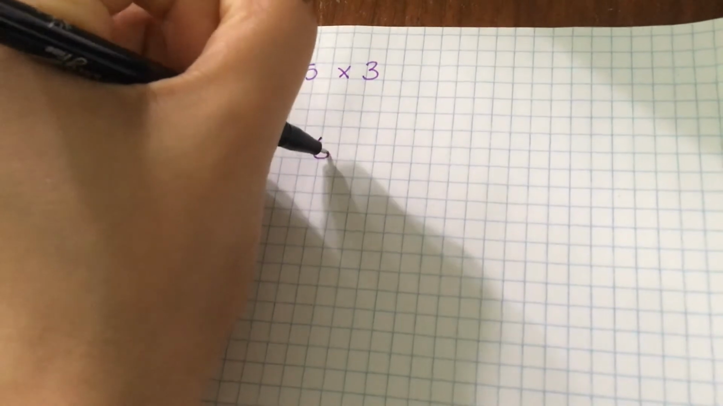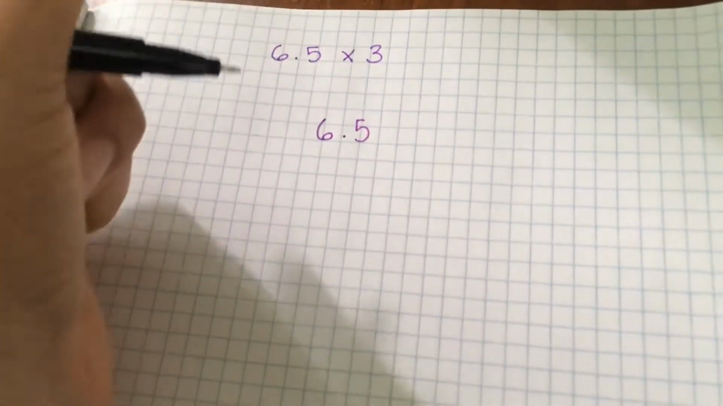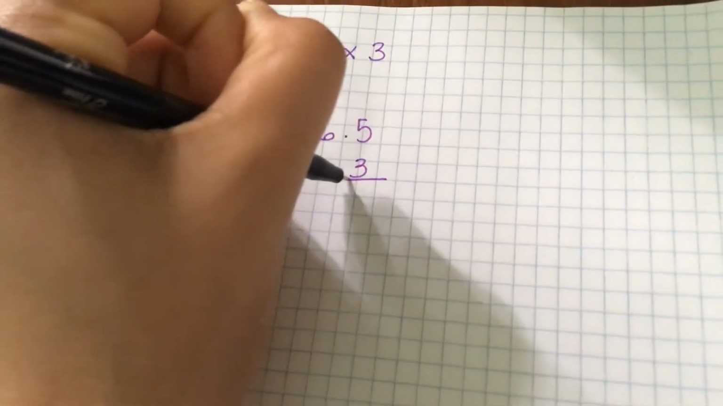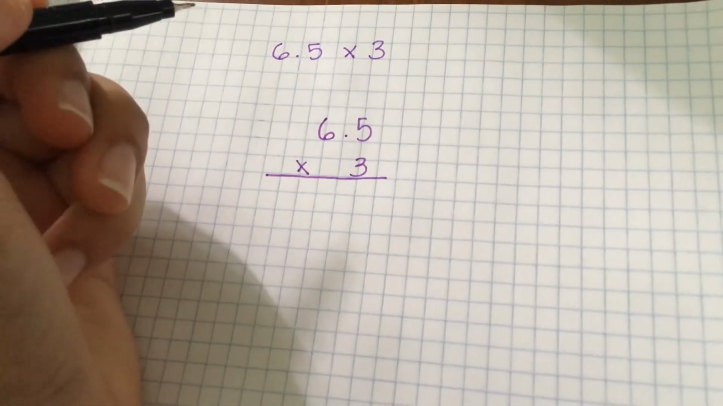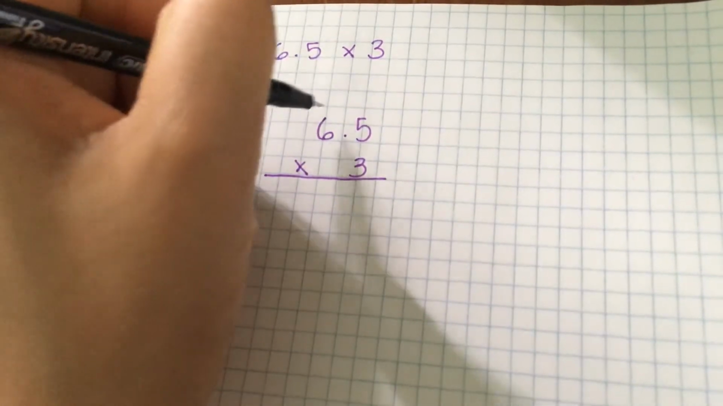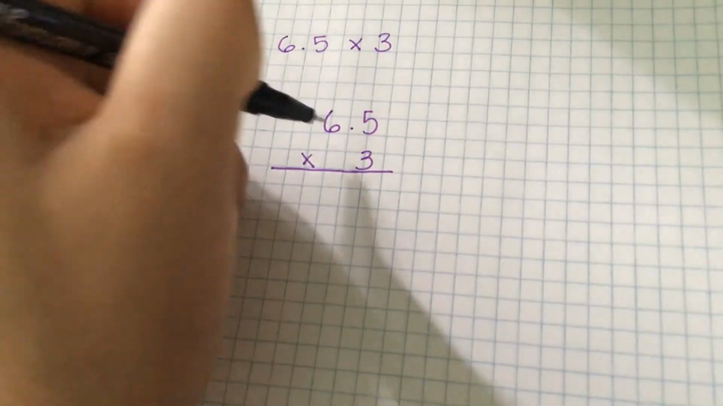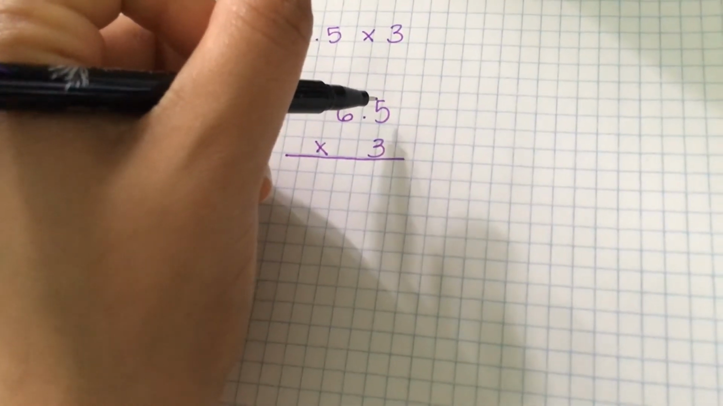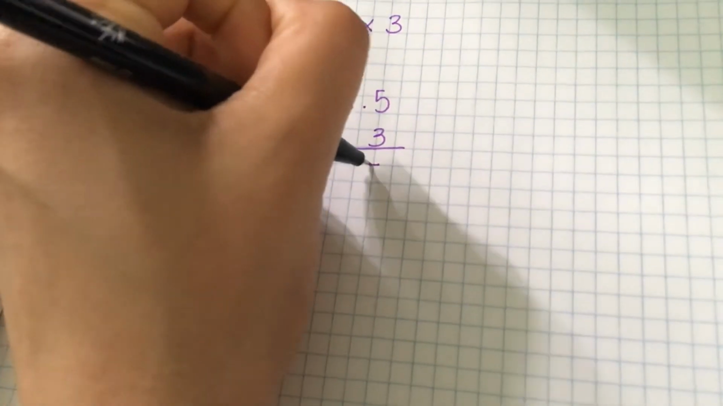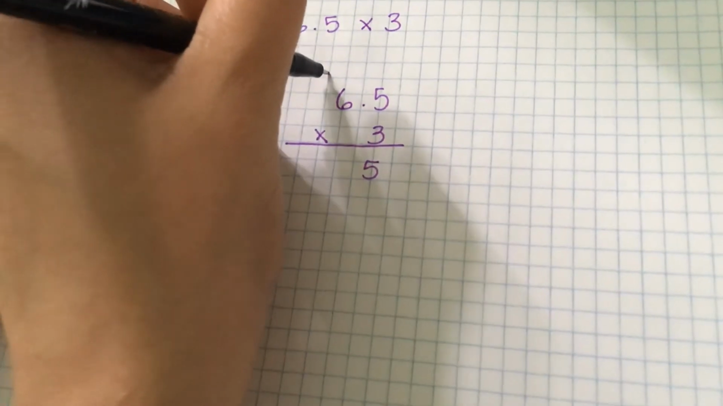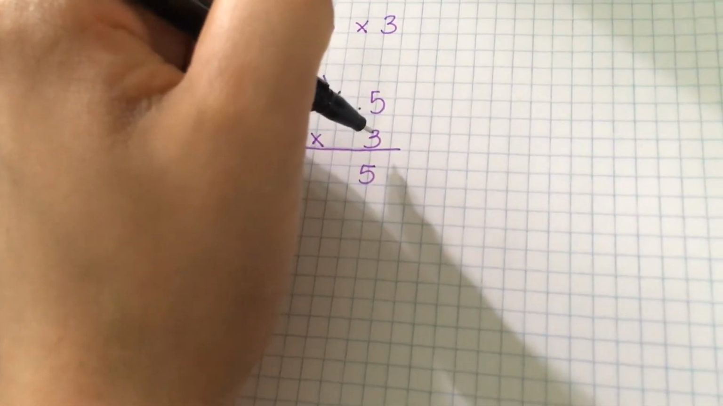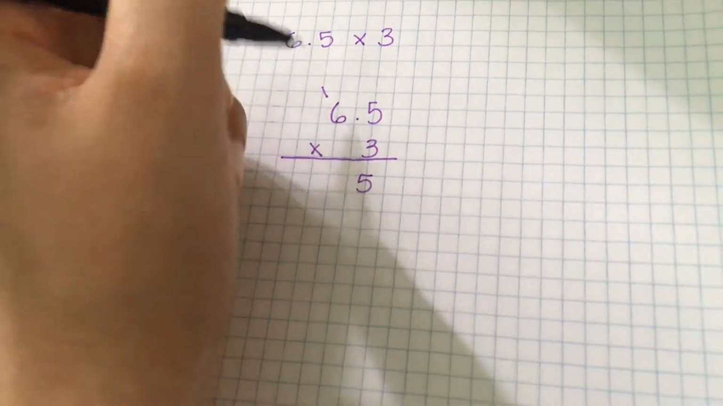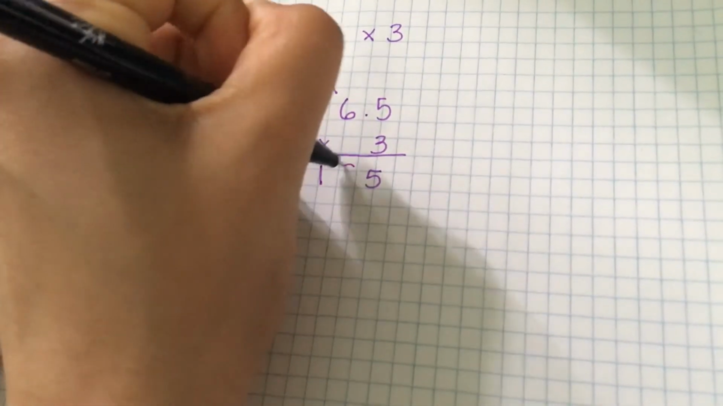So we'll have 6.5 times 3. Okay, so we're going to think about this as 65 times 3 before we bring in this decimal. So we have to start with 5 times 3, and 5 times 3 is 15, and we carry the 1. So then we think, what is 3 times 6? That's 18, plus the 1 that we carried over, and that is 19.